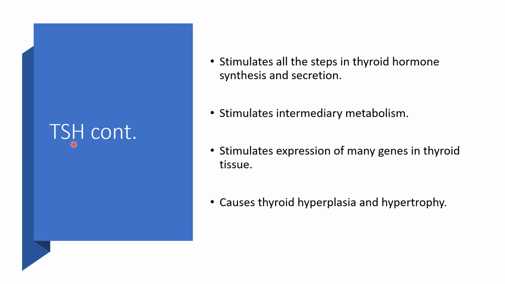Now we have our thyroid-stimulating hormone, and it's pretty active, not inhibited. So what will happen? It will stimulate all the steps in thyroid hormone synthesis and secretion. It also stimulates intermediary metabolism, stimulates expression of many genes in thyroid tissue, causes thyroid hyperplasia, thyroid hypertrophy.